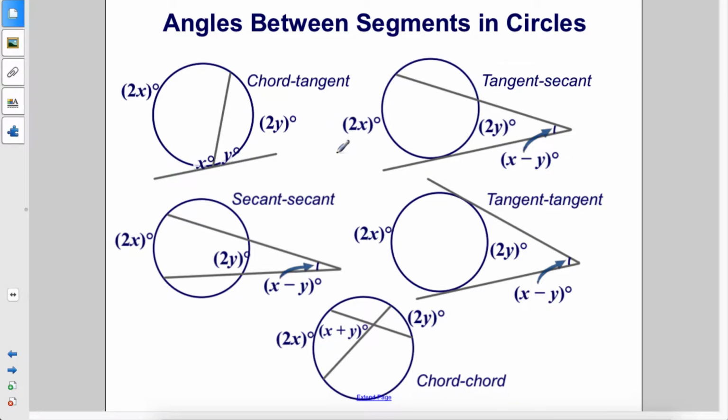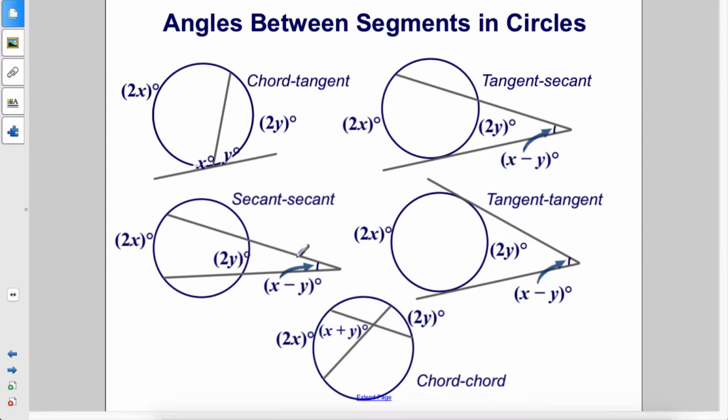Angles between segments in circles. Alright, so here we have a tangent line and a chord where this angle is x degrees, this angle is y degrees. That makes this arc 2x degrees, and it makes this arc 2y degrees. Here we have a tangent and a secant line, and if this angle here is x minus y degrees, that makes this arc 2x degrees and this arc 2y degrees.